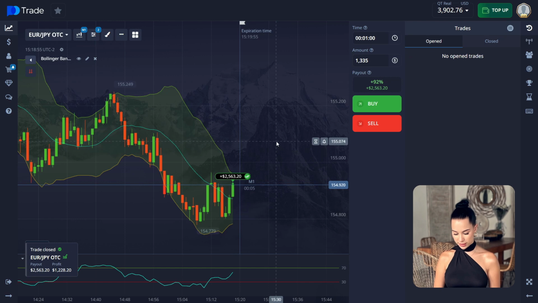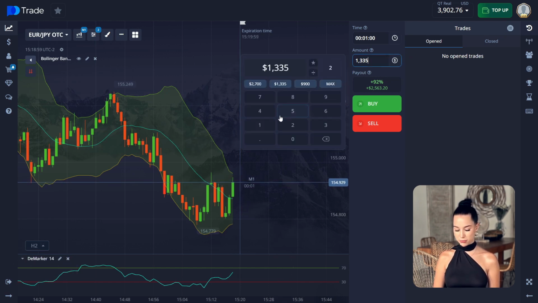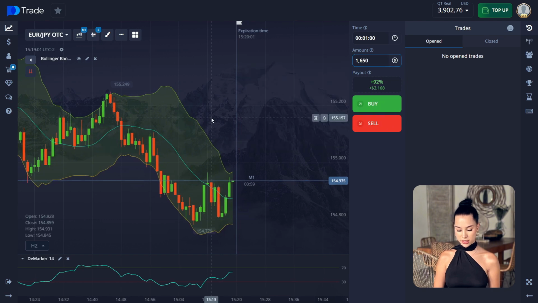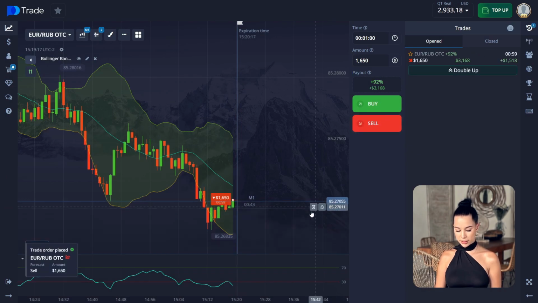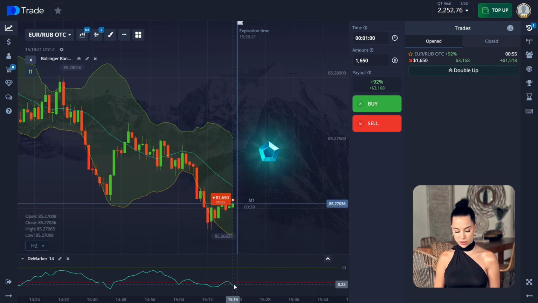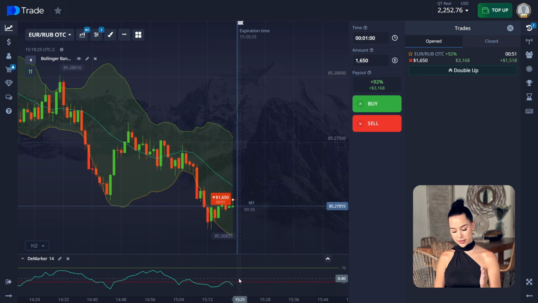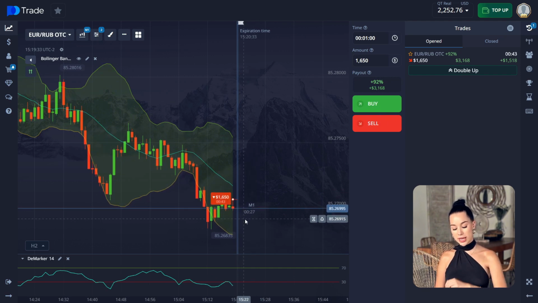Okay, guys, perfectly. We are doing pretty well. So we change our amount of money to 1,650, and we're gonna open a new trade soon. So here we open a sell trade for 1 minute for $1,650. Here we can see that the line of the DeMarker was lower than level 30. Then it rose up a little bit because of this lateral movement and green candles here, but now it's reversed in the downward direction again.